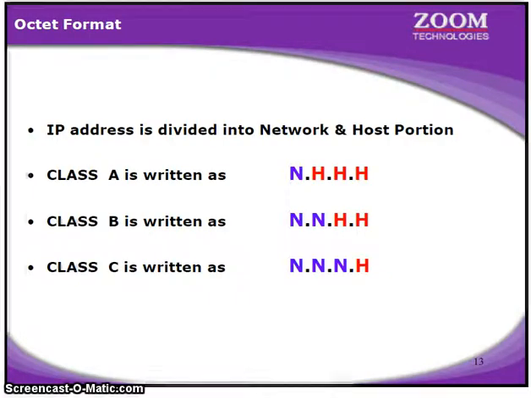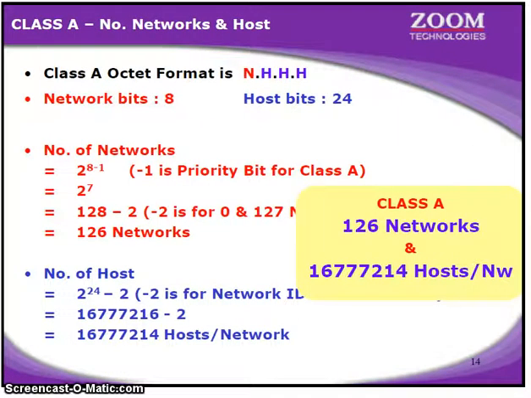The IP address is divided into two parts, that is the network portion and the host portion. For class A, B and C, the network and the host portions are written as you can see. Network bits are 8 in class A, there are 16 bits for the network portion in class B and 24 bits for class C.